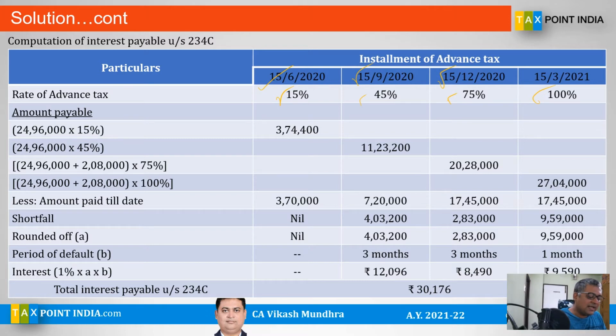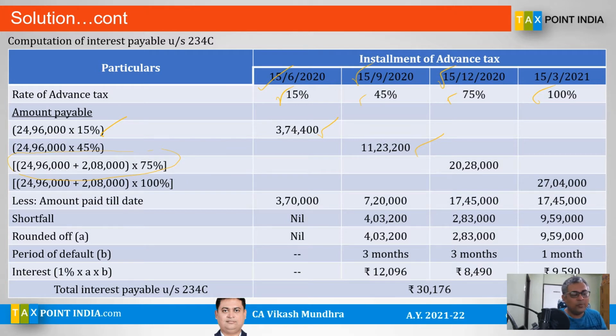on 24,96,000, that is the tax on your business income, because as on that date you did not know whether you will earn any capital gain or not, and one relaxation was there in respect of capital gain arising from lotteries and crossword puzzles and first year business income. You may defer your advance tax. The 15% of 24,96,000 is 3,74,400. 45% is 11,23,200.